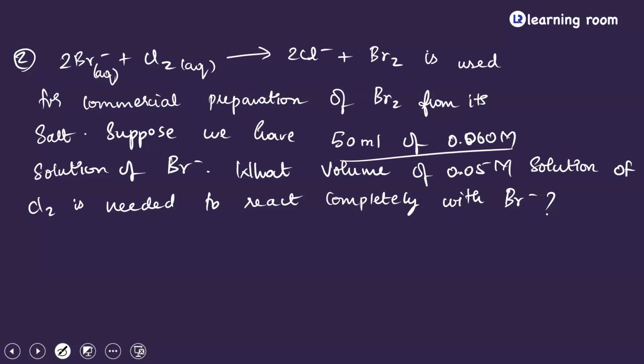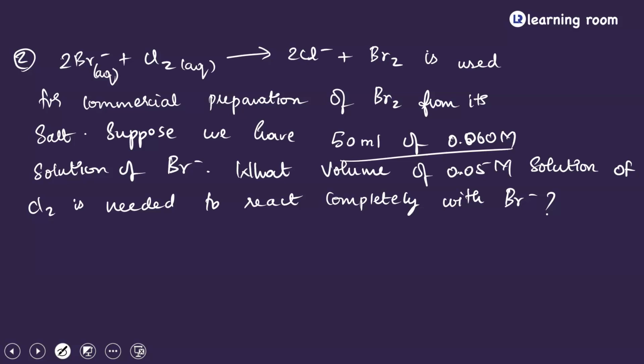Here, if number of moles of Br minus reacted is equal to number of moles of Cl2, then I can apply M1 V1 equal to M2 V2. But here it is not. Number of moles of Cl2 reacted is half the times of number of moles of Br minus. நீ இப்ப நடுவுல கன்ஃபியூஸ் ஆன, உனக்கு என்ன டவுட்?